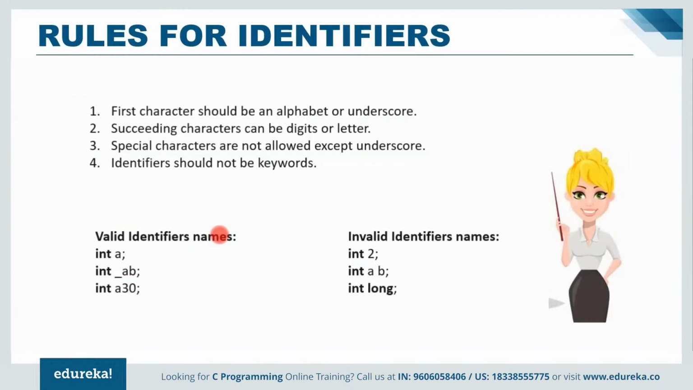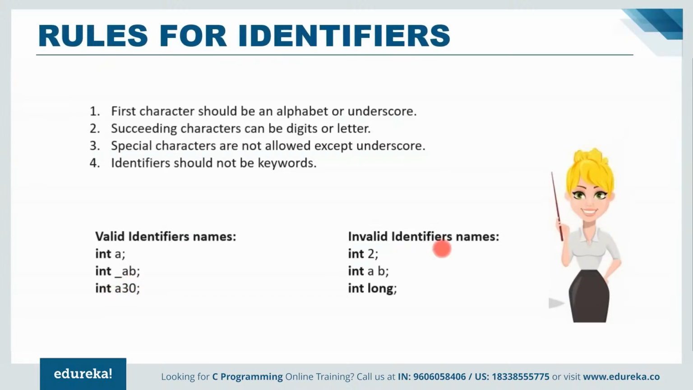The first type of examples are valid identifiers, which are declared using the rules for identifiers in C programming. For example, int a, which does not have any kind of special symbols or numbers in front of it. The next one is _ab, which is valid because underscore is the only special symbol used here. Followed by that, we have an alphabet in the starting place, and after the alphabets we have numbers. So this is also valid.